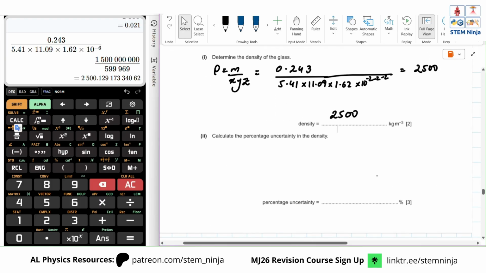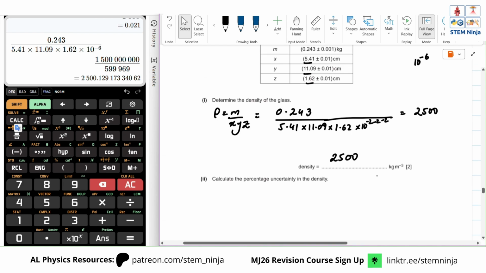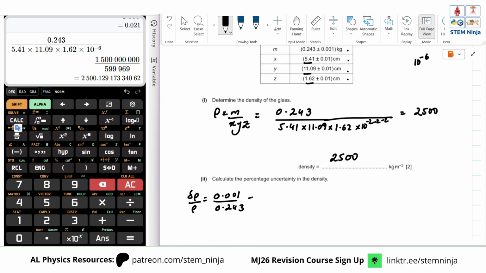Calculate the percentage uncertainty in the density. All right, so for percentage uncertainty, we need to add the fractional uncertainties of all of these and then multiply by 100. So you have 0.001 divided by 0.243. And remember, for fractional uncertainty, you do not need to change the unit because the fraction would be the same. So 0.01 divided by 5.41 plus 0.01 divided by 11.09 plus 0.01 divided by 1.62.